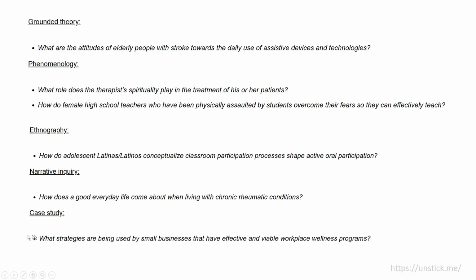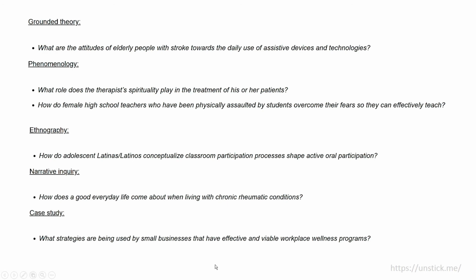So, for this one, yung example, what strategies? So, yung case mo that there are strategies used by small businesses. That is your case. You wanted to know if there are strategies that have been effective and viable for workplace wellness programs. So that is about the research questions corresponding different types of methodology.